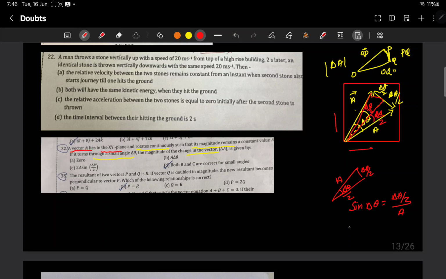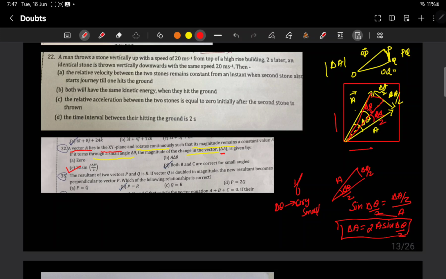Now what will be the value of del a? We can multiply a on this side and 2 on this side. So what we get is del a equal to 2a sin del theta. Okay, so this is the value of del a. Now magnitude of del a means 2a sin del theta. Oh, I missed the angle: here it is del theta by 2, I forgot to put this 2. So it is 2a sin del theta by 2. This is correct.